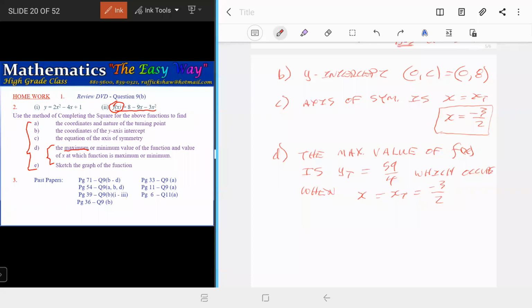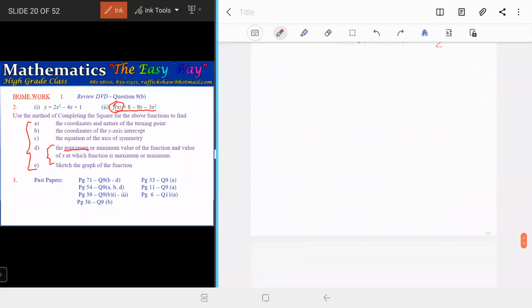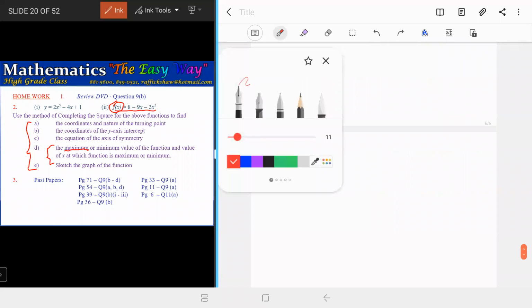That's it. That's the answer for part D. And now the next part, part E, is for us to sketch a graph. All right, so let's sketch a graph over here now. I'm writing the information down here.